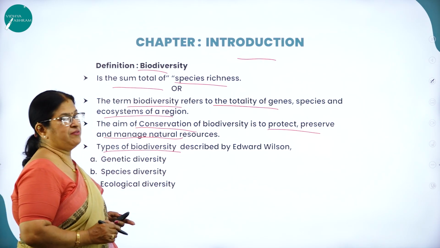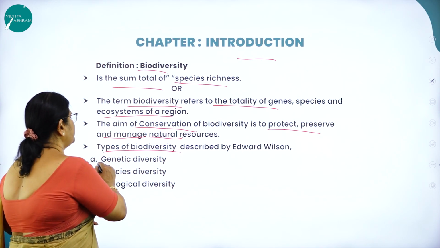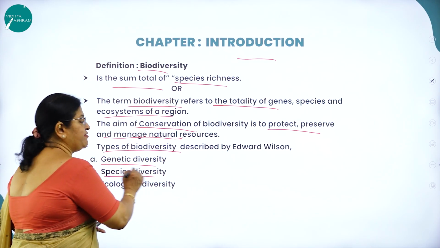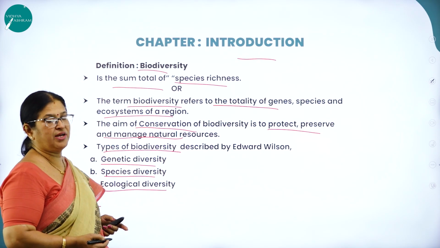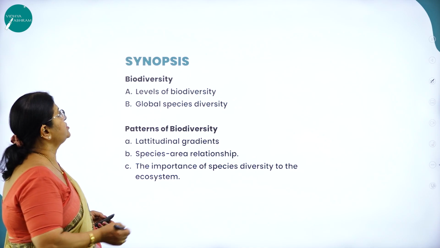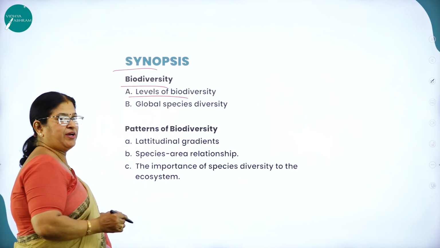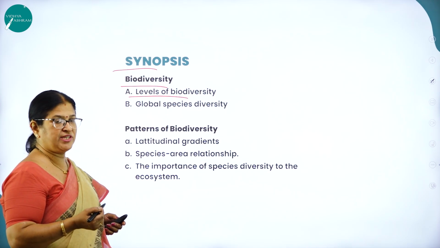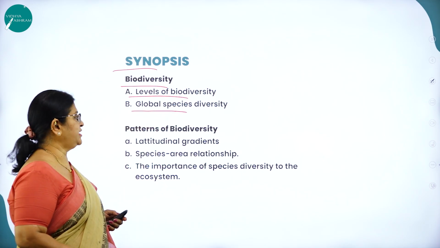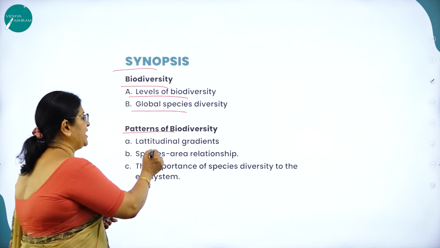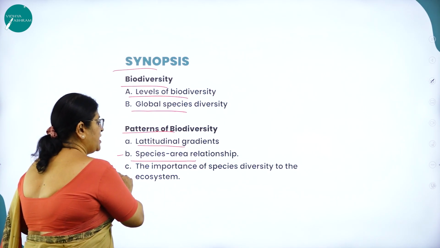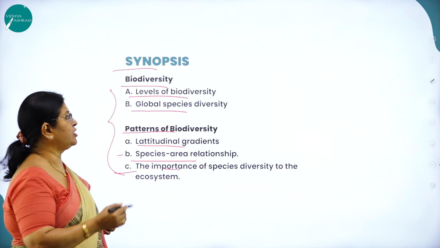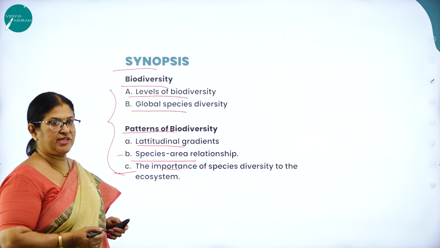What are the types of biodiversity described by Edward Wilson? We have genetic diversity, that is the variability of genes that occur in a species. Then the species diversity and the ecological diversity, which is also called habitat diversity. So in the synopsis, we'll study the levels of biodiversity. That is, we have 3 types of biodiversity: genetic diversity, species diversity and ecological diversity, and the global species diversity. Patterns of biodiversity: we have latitudinal gradients, species area relationship, and the importance of species diversity to the ecosystem. All these are the important concepts you are going to study in this chapter called Biodiversity and Conservation.